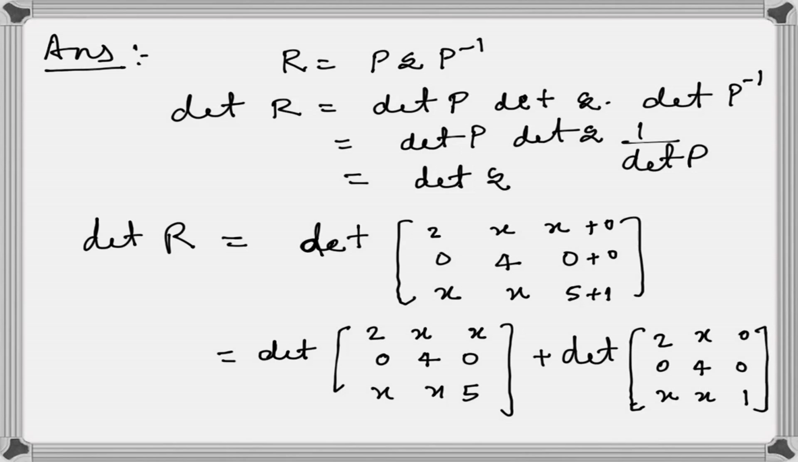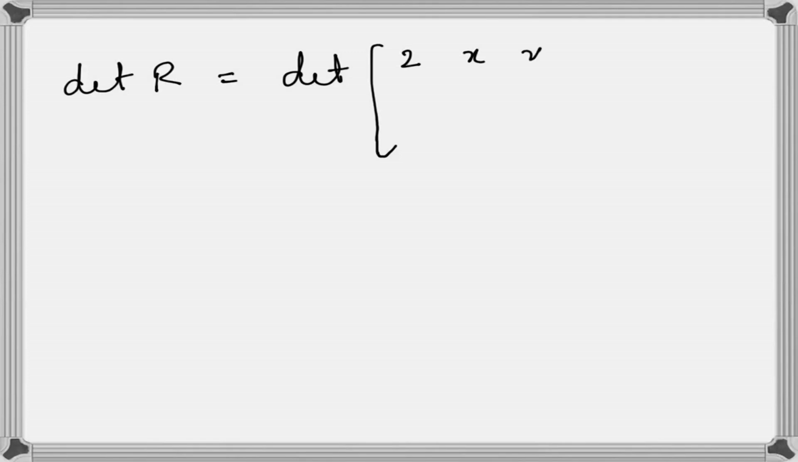So what is the determinant of this second matrix? If you expand along the third column, this value is 8. So the determinant of R is equal to the determinant of 2x, x, 0; 4, 0, x; x, x, 5, plus 8. So this is what we wanted to prove.